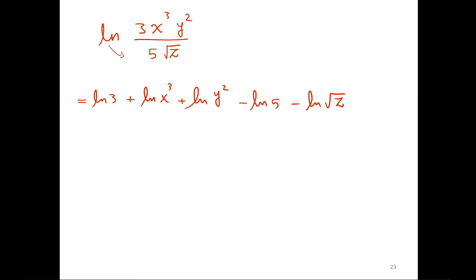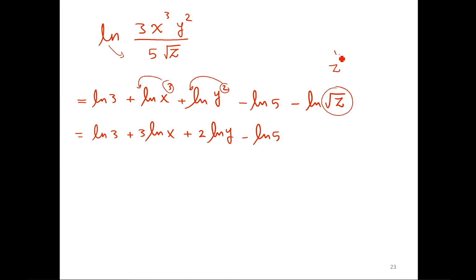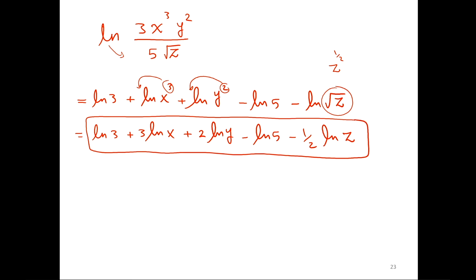Minus in denominators, plus ln in numerators. So this is equal to ln 3 plus 3 ln x plus 2 ln y. Put the 3 outside ln, 2 outside ln, minus ln 5, and this is z to the power half. So put the half outside the ln, like this. Any question?